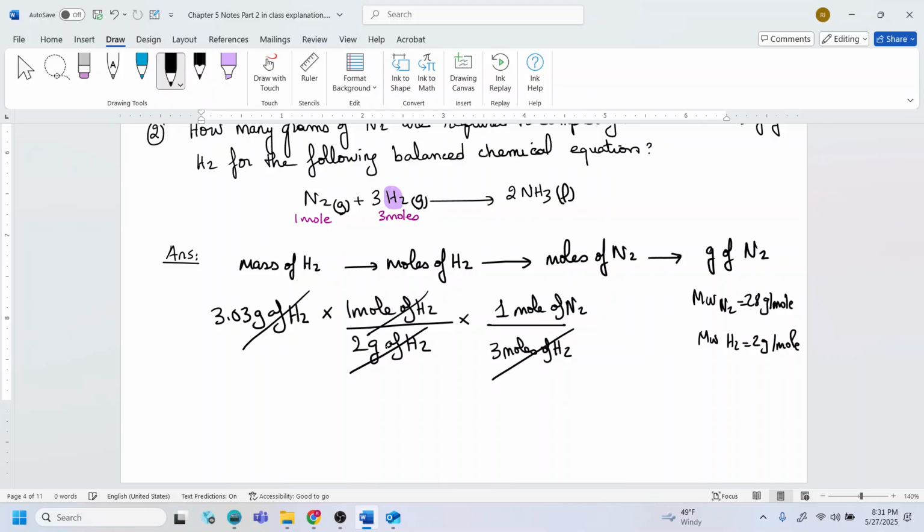So now I cancel the moles of the hydrogen, introduce the moles of the nitrogen, and now we're going to change from the moles of the nitrogen to the grams of the nitrogen. We're going to multiply by the molecular weight of nitrogen. So for every 28 grams of nitrogen, this is represented by 1 mole of nitrogen. So these units cancel out, and your answer is 14.0 grams of nitrogen.